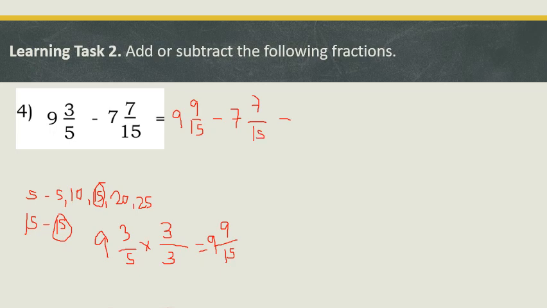Okay, ngayon, ipag-subtract na natin siya. So, ang common denominator nila is 15. Then, 9 minus 7 is 2. Tapos dito rin, 9 minus 7 is 2. So, answer natin is 2 and 2/15.